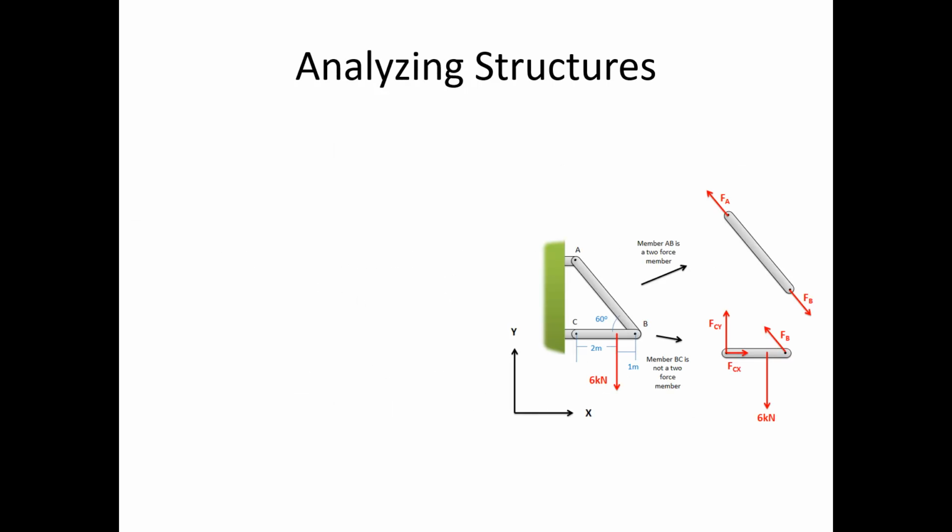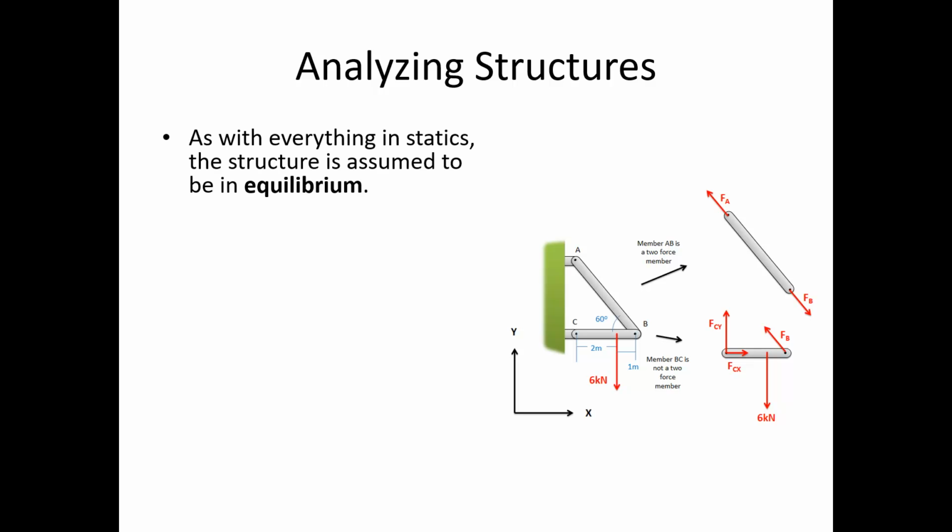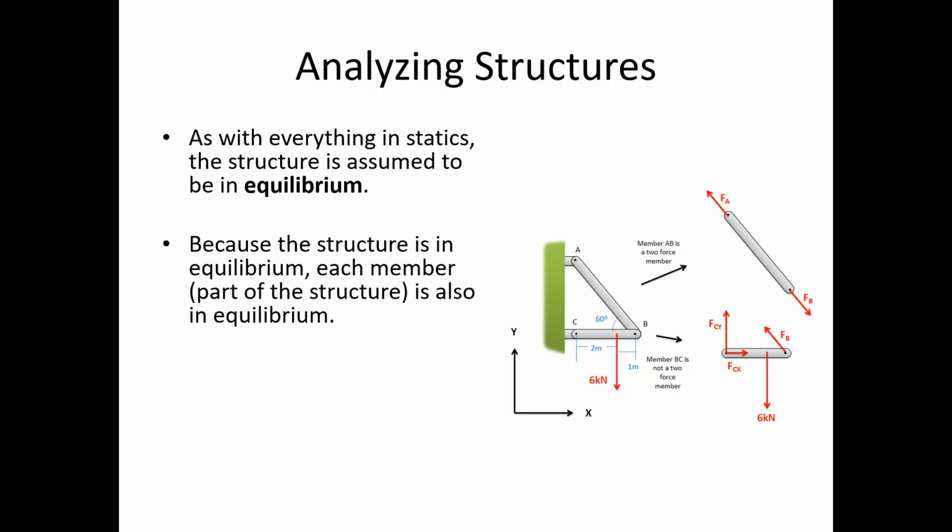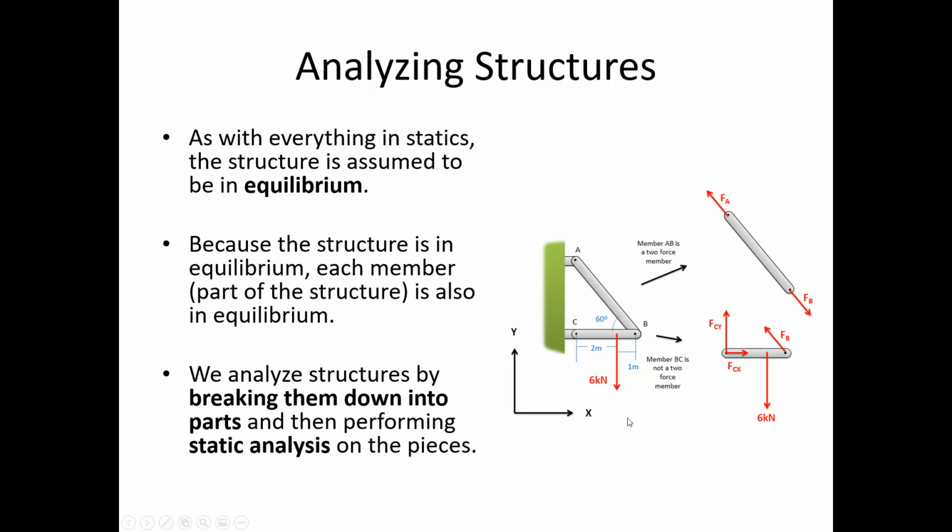Alright, so the basic analysis process either way is going to be the following. As with everything in statics, the structure is assumed to be in equilibrium. That means that the sum of the forces must be equal to 0 and the sum of the moments must be equal to 0. Because the structure is in equilibrium, each member or part of the structure is also going to be in equilibrium. So for each piece, member AB, like we have up here, the sum of the forces must be equal to 0 and the sum of the moments must be equal to 0. And same thing for member BC down here, the sum of the forces must be equal to 0 and the sum of the moments must be equal to 0. So we analyze structures by breaking them down into parts and then performing static analysis on each of the pieces.